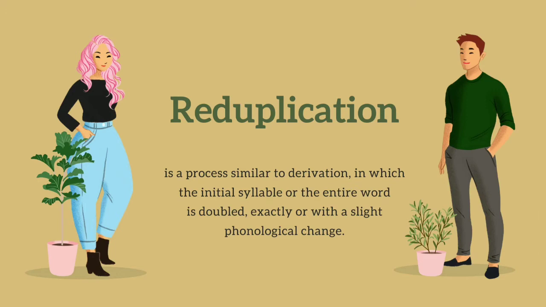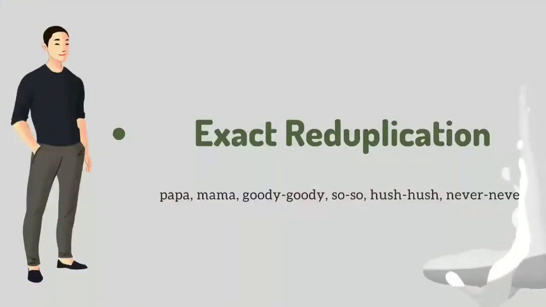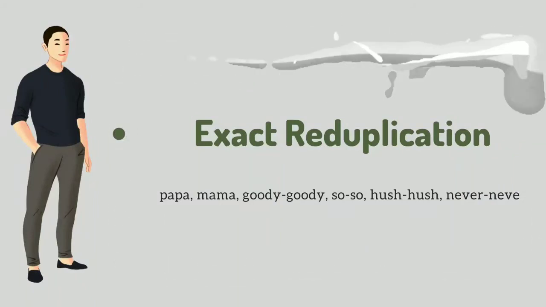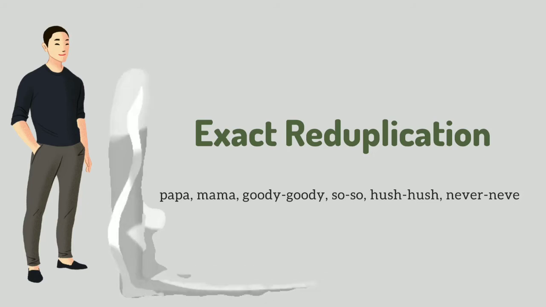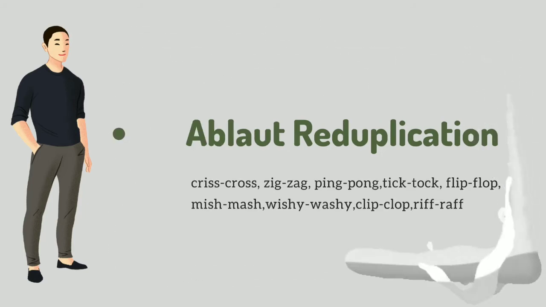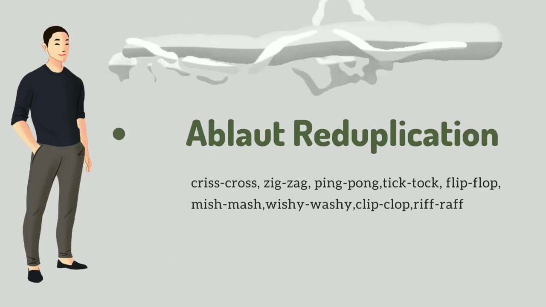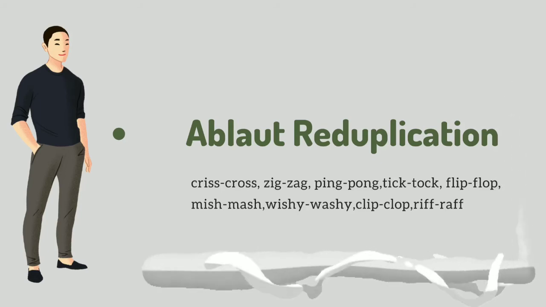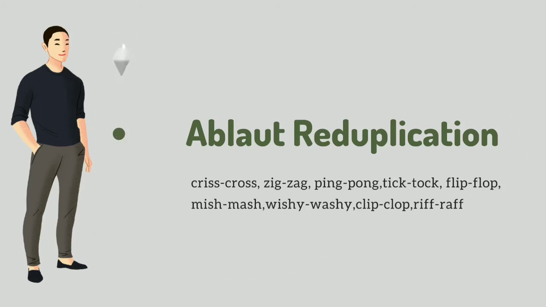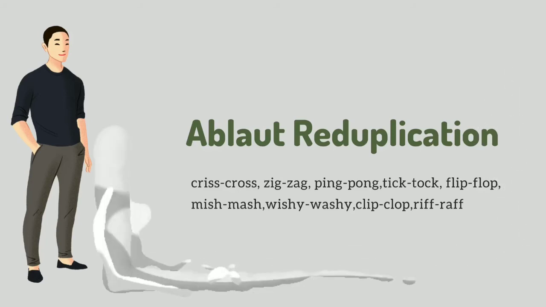Three different kinds of reduplication can be identified. First, the exact reduplication: papa, mama, goody-goody, so-so, hush-hush, never-never. Second is the ablaut reduplication, in which the vowel alternates while the consonants are identical. For example, crisscross, zigzag, ping-pong, tick-tock, flip-flop, mishmash, wishy-washy, clip-clop, riff-raff.